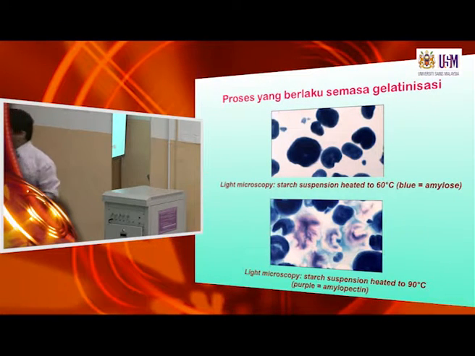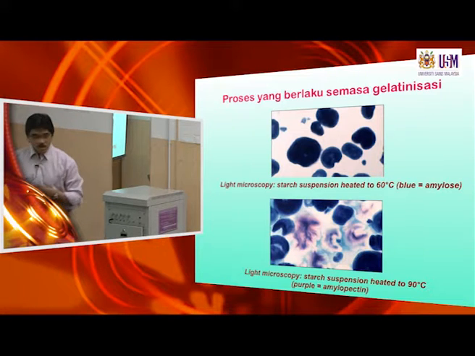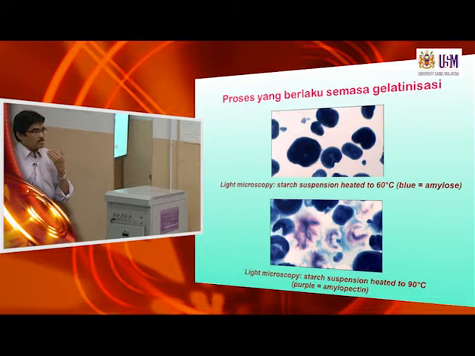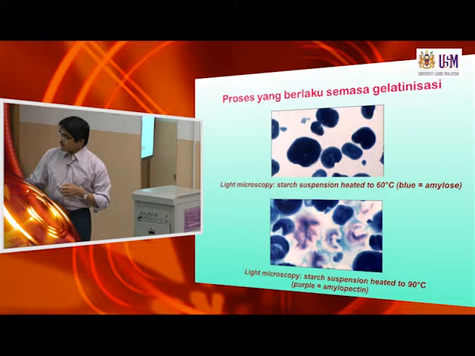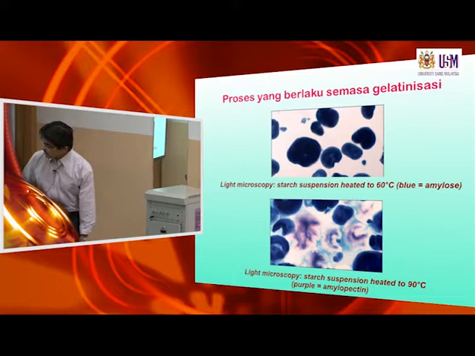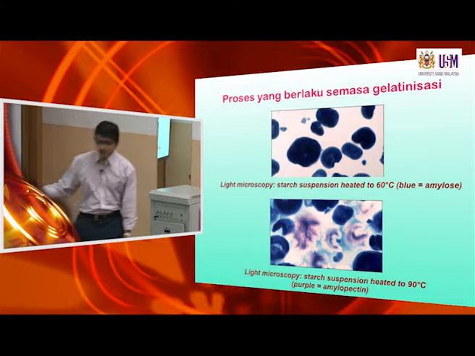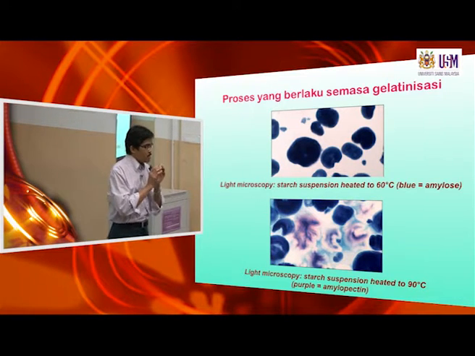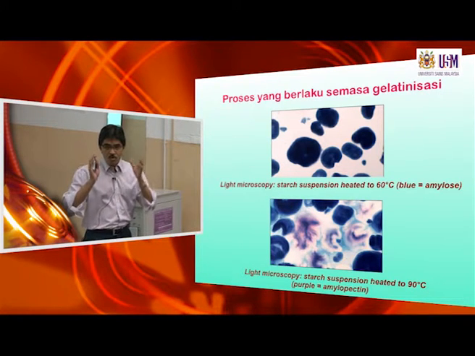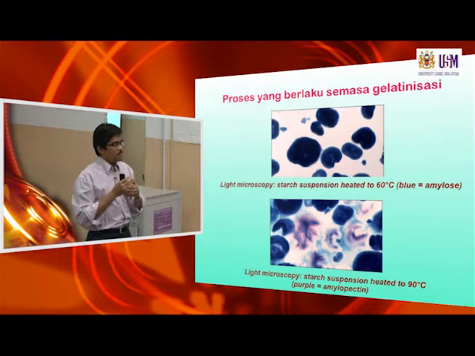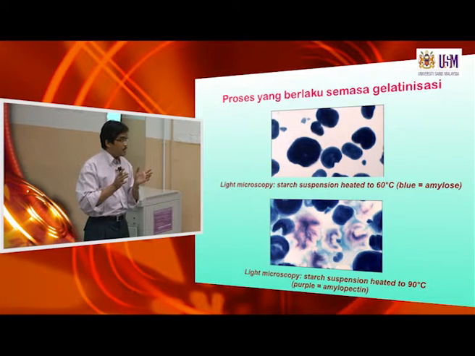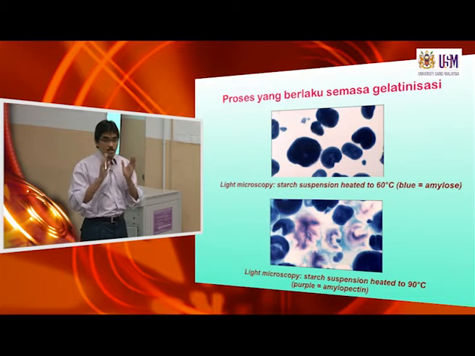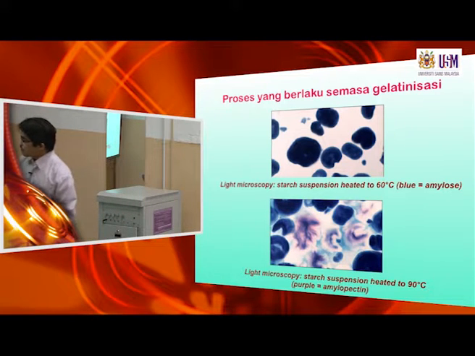But when the starch granule starts to rupture, we can see the continuous phase here is blue in color, which means amylose has leached out from the granule into the surrounding continuous phase. Whereas amylopectin, the purplish color, still remains in the granule because they are big molecules, they cannot easily leach out. But amylose being a linear molecule, especially the short chain amylose, can leach out into the surrounding.